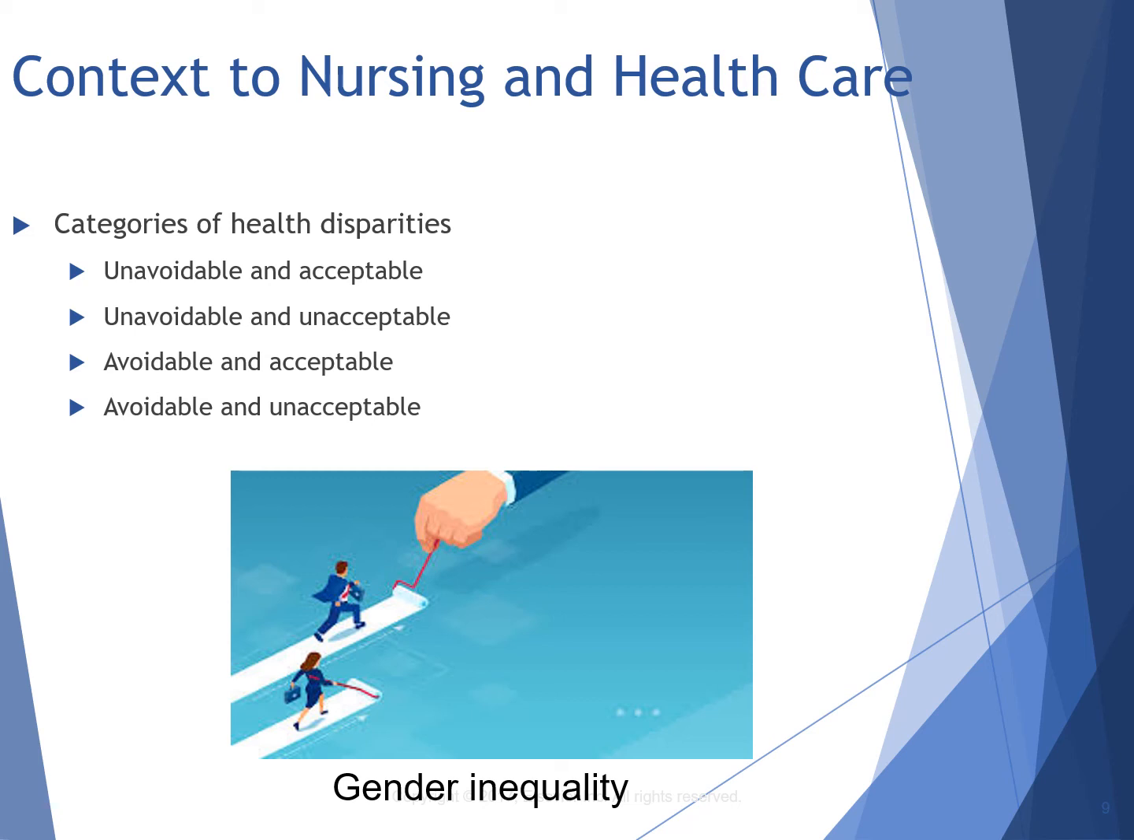Health disparities that are unavoidable and unacceptable can also happen in healthcare settings and should be a concern for the nurse. For example, the high prevalence of diabetes among Hispanic populations might be partially due to genetic factors, so such a disparity in the prevalence of diabetes could be unavoidable. However, health disparity due to differences in access to healthcare for diabetes treatment is unacceptable, which raises a concern for nurses.